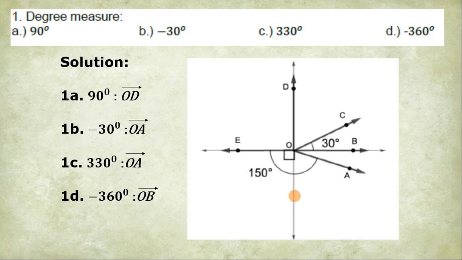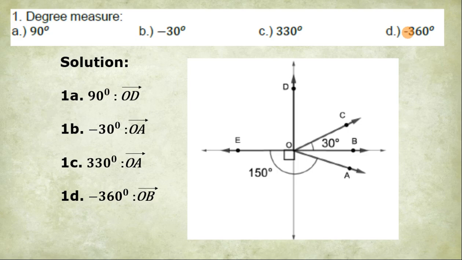And if we complete this, we coincide with ray OB again, so one rotation is 360 degrees. But we are required only to have 330 degrees, so less 30. So again, for letter C, we have ray OA as the terminal side. For letter D, it's negative 360 degrees.